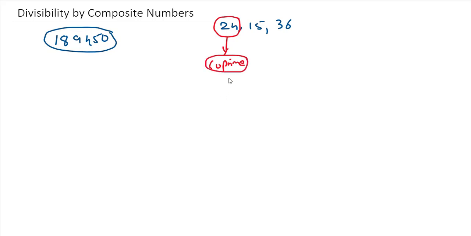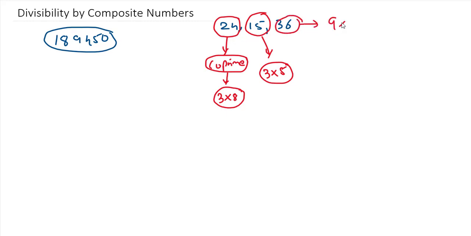So 24 can be represented as a product of 3 and 8. Since the HCF of 3 and 8 is 1, we can say that these numbers are co-prime. Likewise, 15 can be represented as 3 into 5, again a product of two co-prime numbers. 36 can be represented as 9 into 4, again a product of two co-prime numbers.